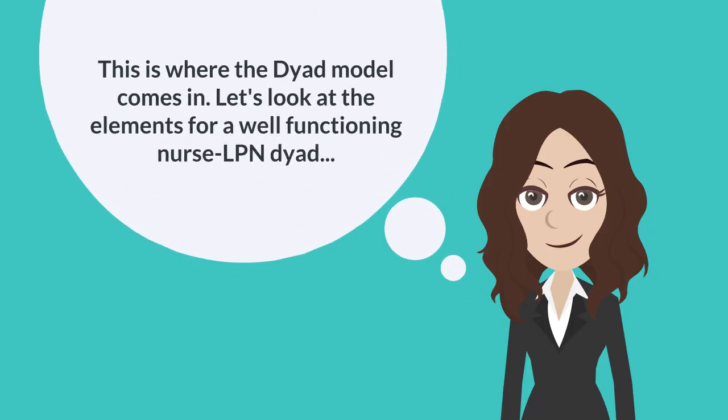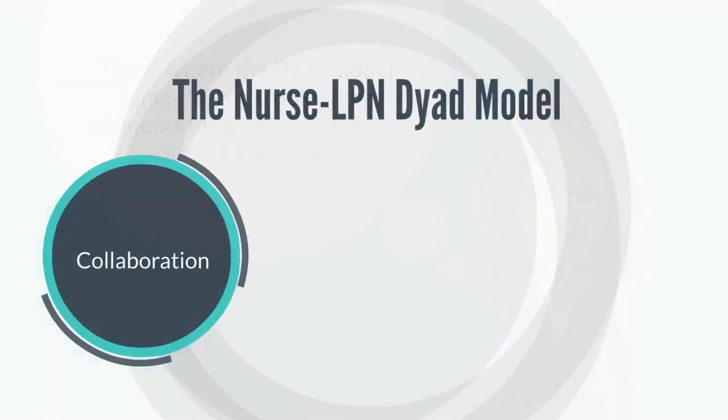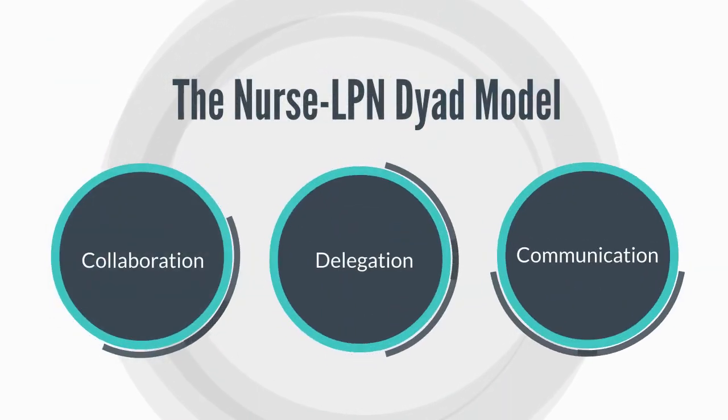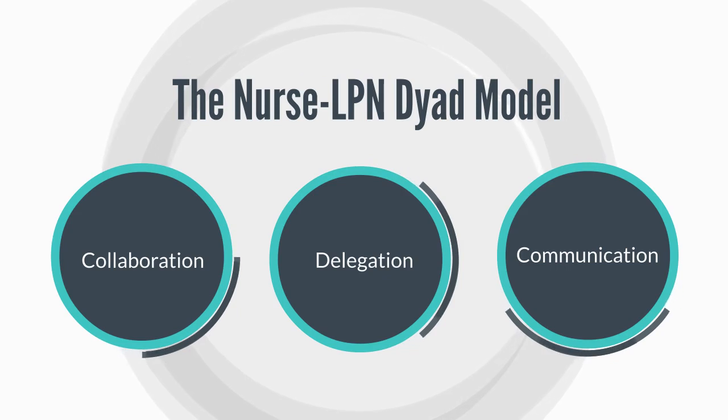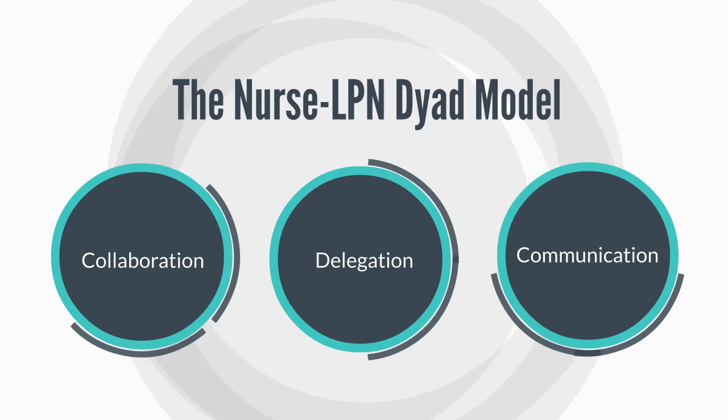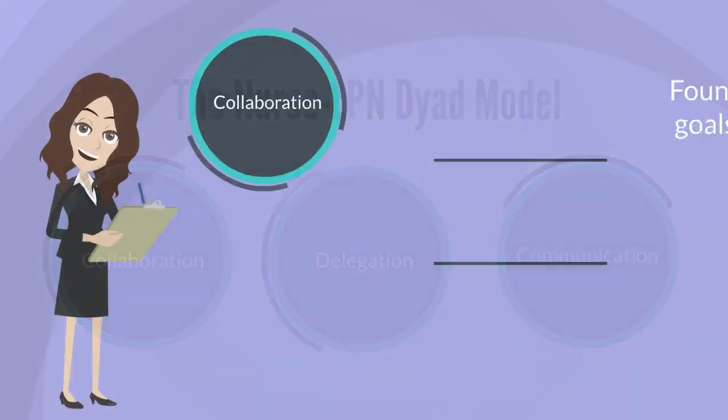This is where the Dyad model comes in. Let's look at the elements of a well-functioning nurse LPN Dyad. A well-functioning nurse LPN Dyad requires three elements: collaboration, delegation, and communication. Over the next few minutes, we will look at each of these elements.